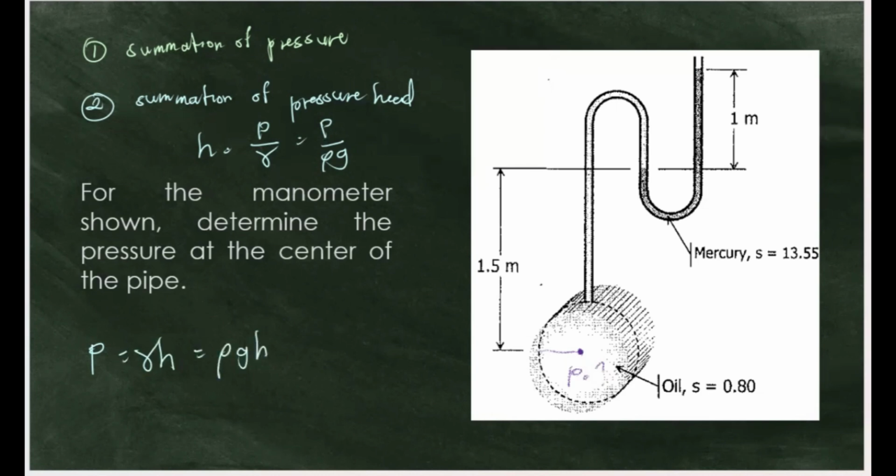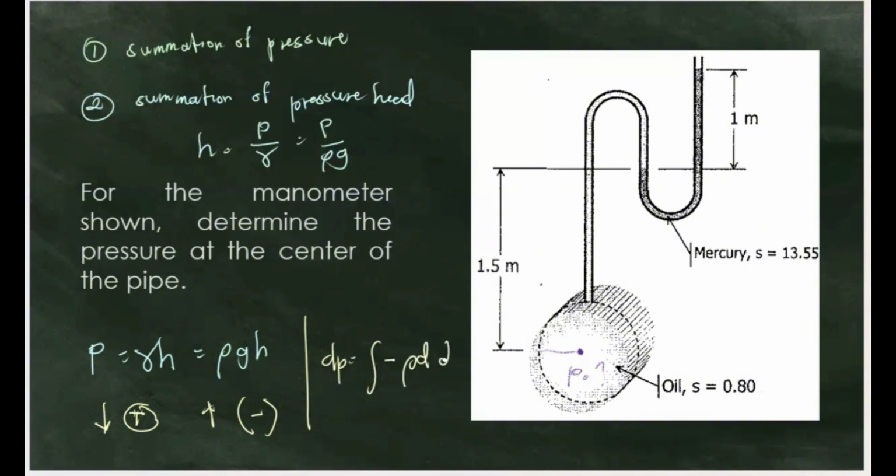Let's remember that when we sum the pressure head, if the direction we are using is downward, this will be a positive value, and if upward, this is a negative value. Where does this come from? It comes from our general equation dP equal to the integral of negative rho g dz, with a setup where Z sub 1 is at the bottom and Z sub 2 is at the top.